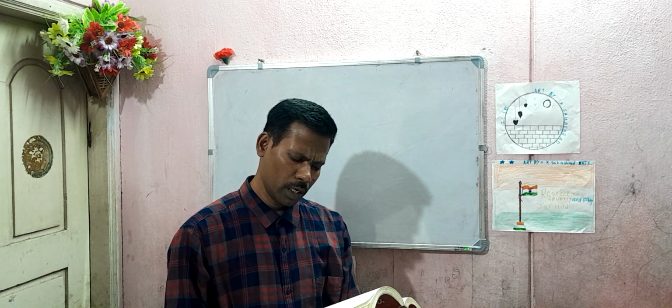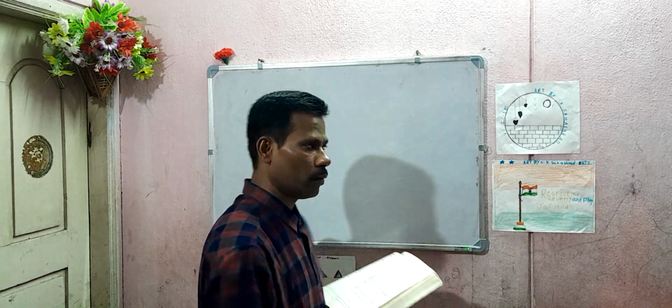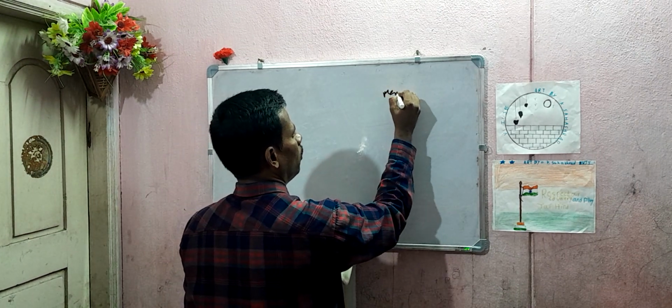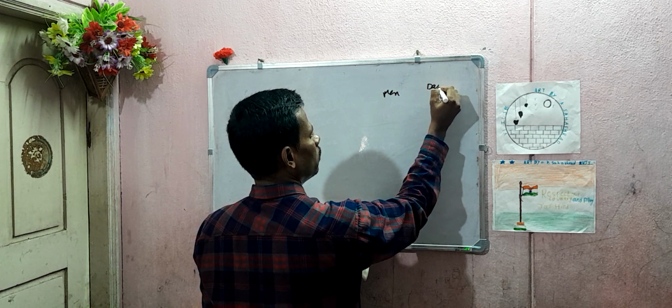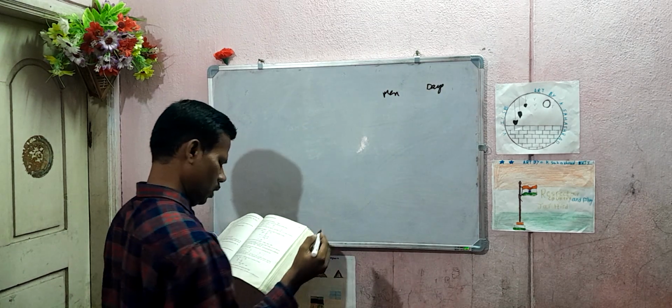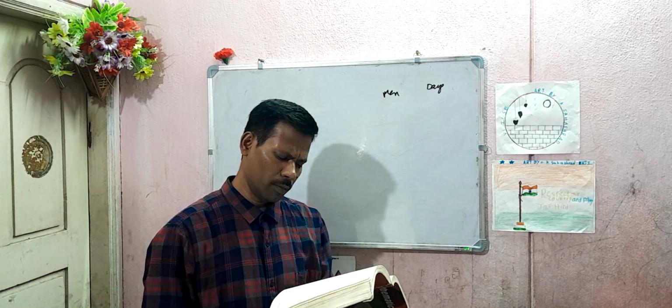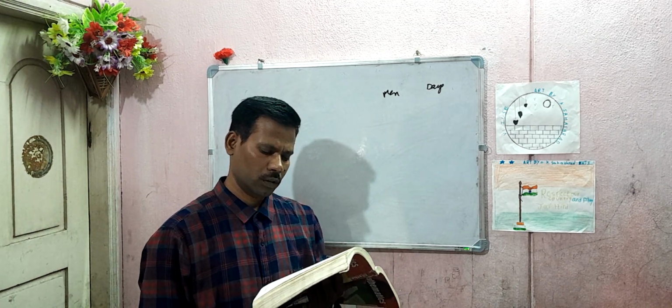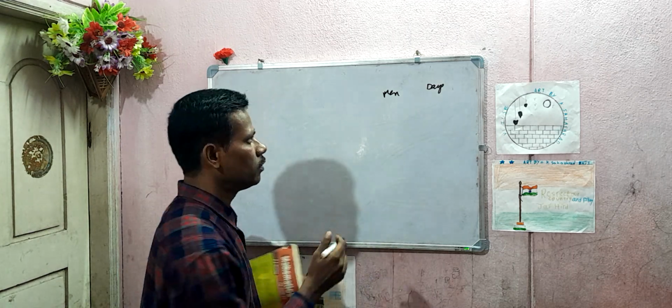120 men had food provision for 200 days. After 5 days, 30 men died due to an epidemic. After 5 days, 30 men died.